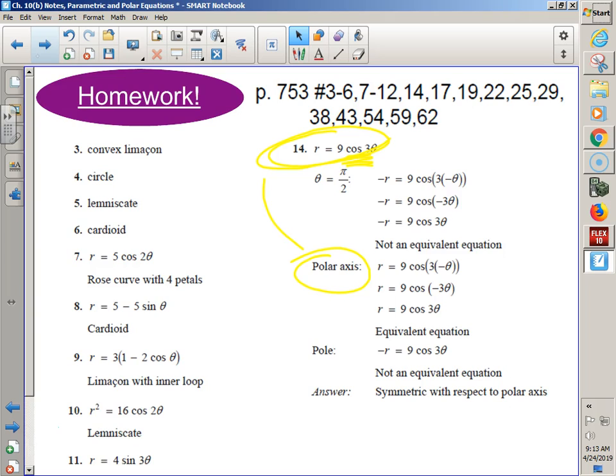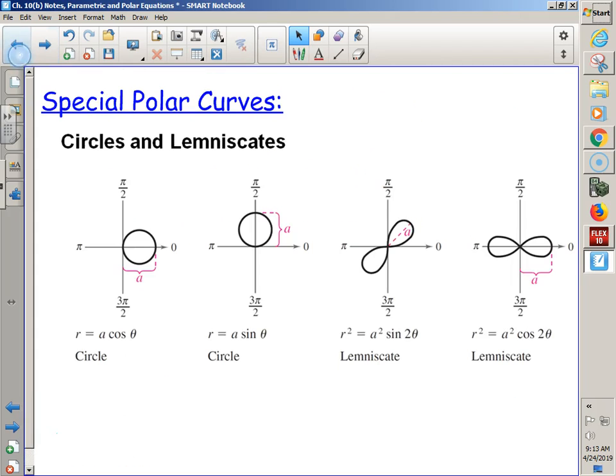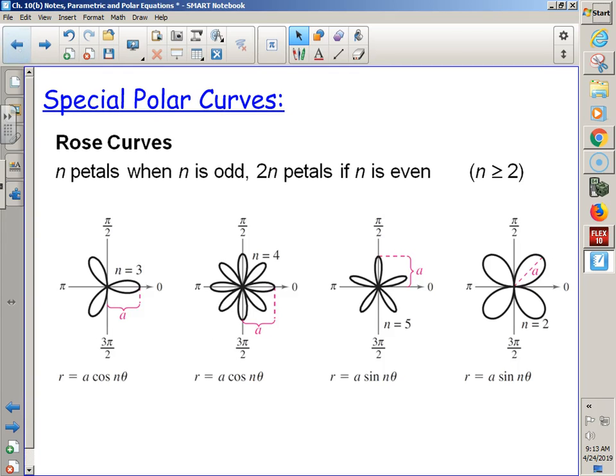Sine and cosine don't have pole symmetry. The lemniscate does. This little guy, where is he? He has pole symmetry, but I don't think anyone else. Does anyone else have pole symmetry? Oh, some of the roses might. Like this one would have pole symmetry. What's here is here. Or that one would have pole symmetry.